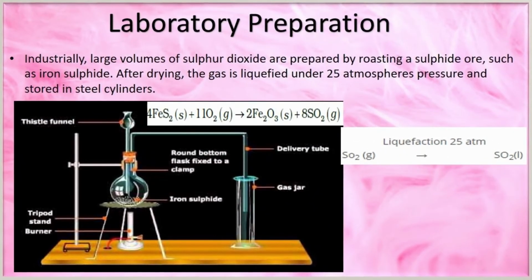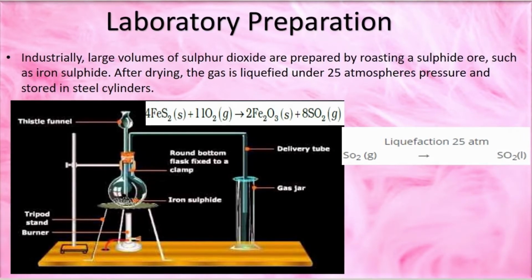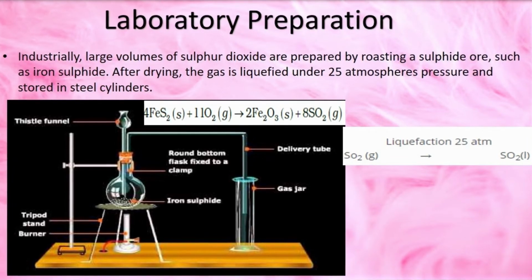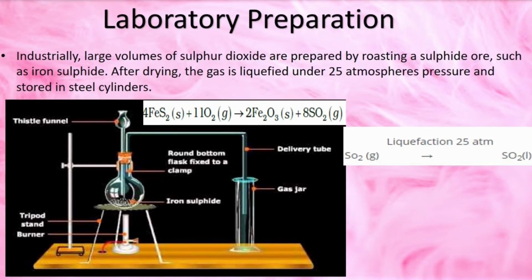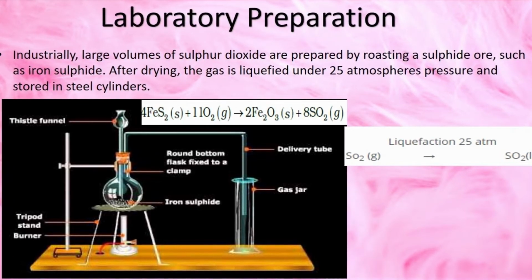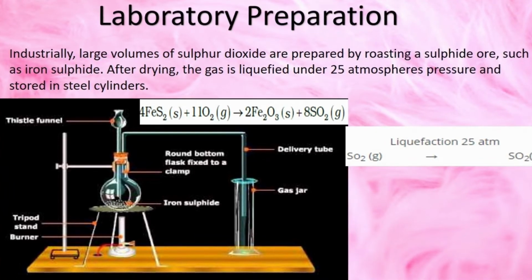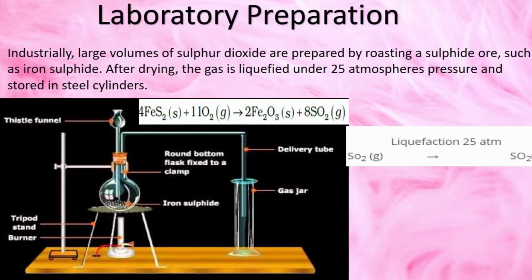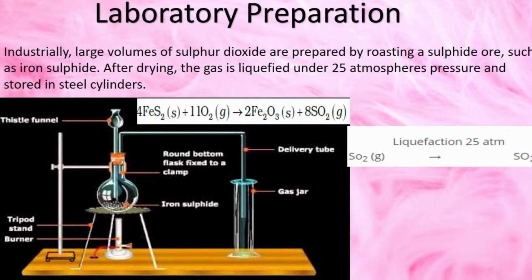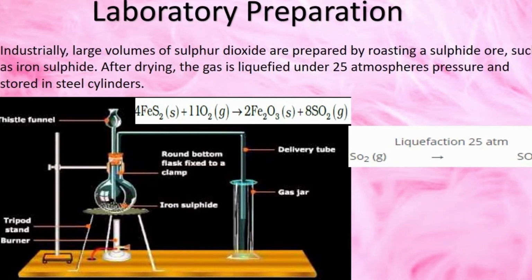Commercially, chemists produce large volumes of sulfur dioxide by heating a sulfide ore. For example, let's say iron sulfide. When you heat iron sulfide in the presence of oxygen, we get iron oxide and sulfur dioxide gas. Then this gas is liquefied by applying a pressure of 2 atmospheric pressure. The liquid sulfur dioxide formed is usually stored in steel barrels.